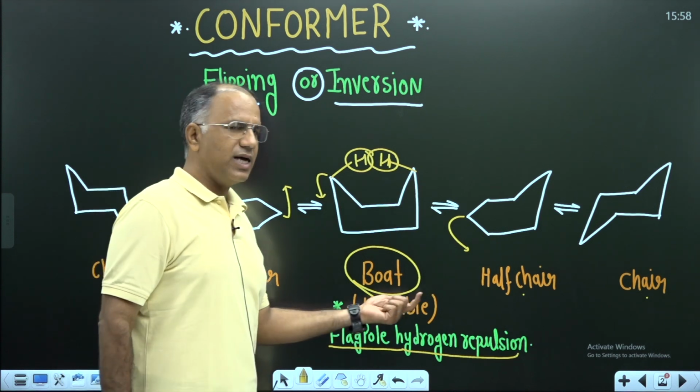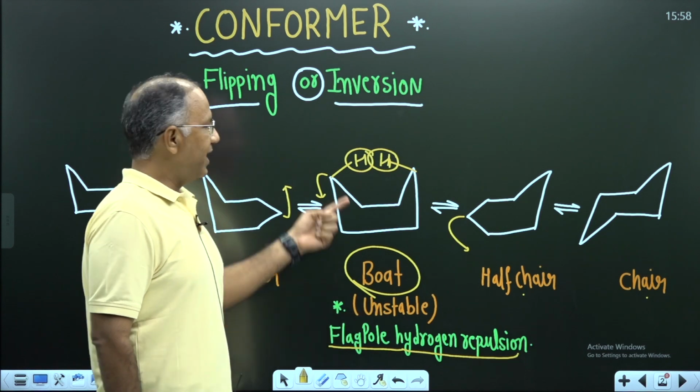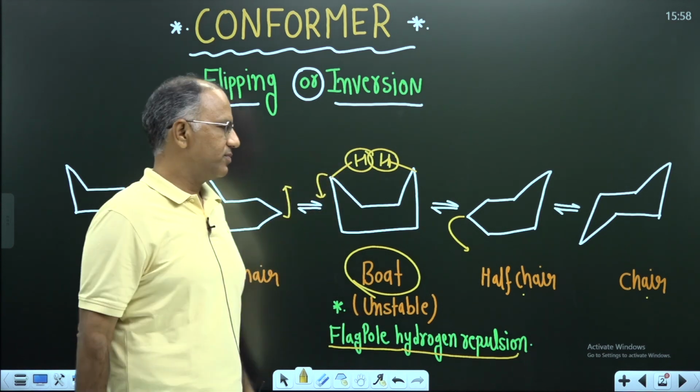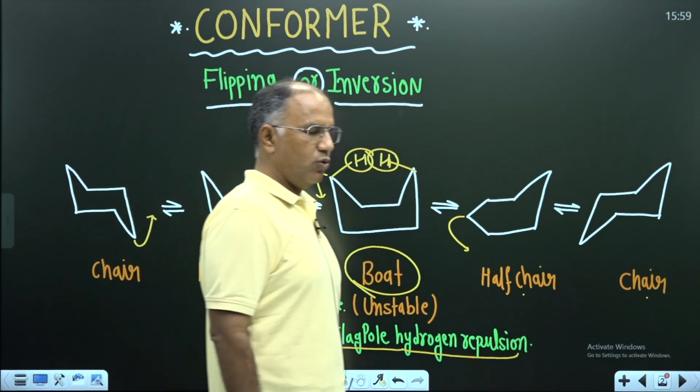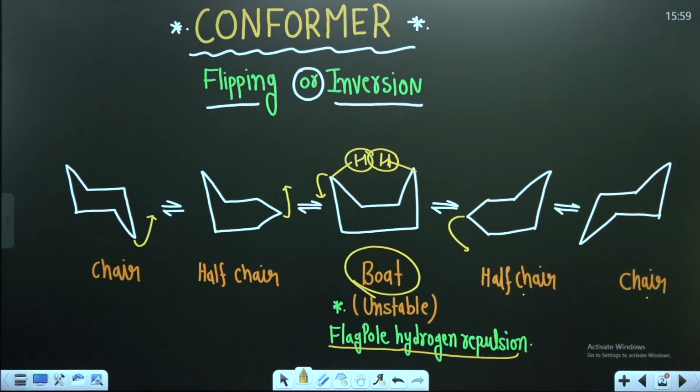Now why is it known as hydrogen repulsion? Because of two H's. Why is it known as flagpole? It seems to be a flag, just like a flag, flagpole repulsions. So that's why boat is unstable. So first of all, write this flipping in your class notes.